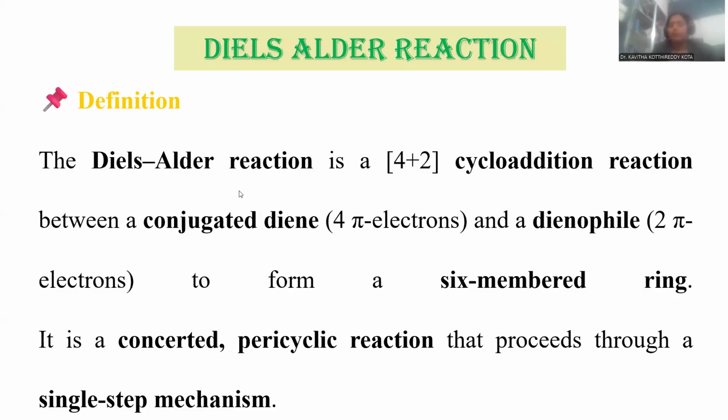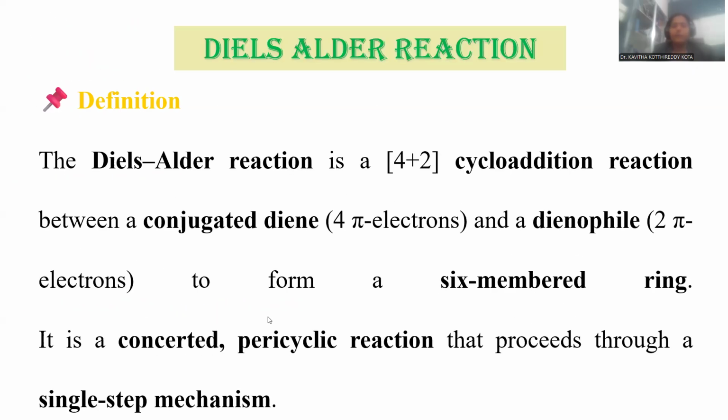Diels-Alder reaction is a part of photochemical reaction. It is taken in light conditions, so it is called a photochemical reaction. It is a 4+2 cycloaddition process of conjugated diene systems. So the 4 pi electron system is the diene and the 2 pi electron system is the dienophile, and both are supposed to be combined. Cycloaddition between the conjugated diene containing 4 pi electrons and the dienophile having a 2 pi electron system. That combination of 4 pi and 2 pi is called 4+2 cycloaddition. So here the product is a 6-membered ring formation.